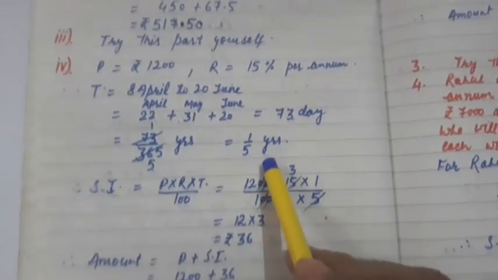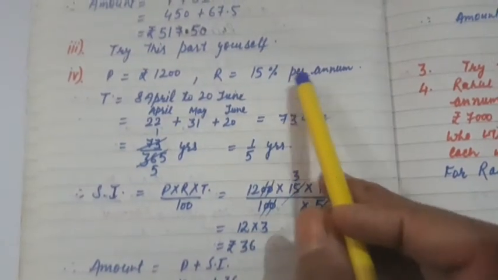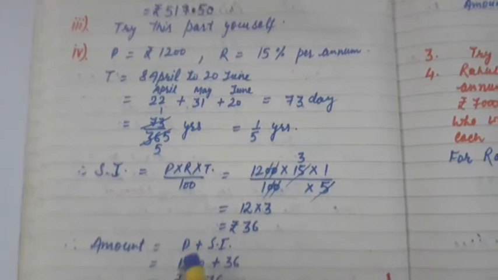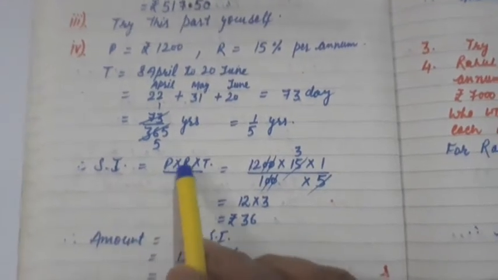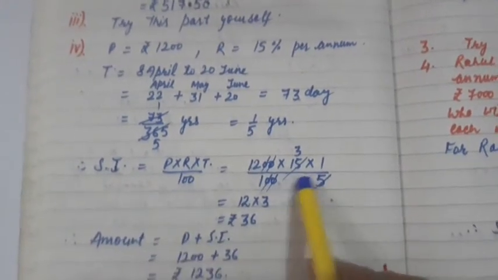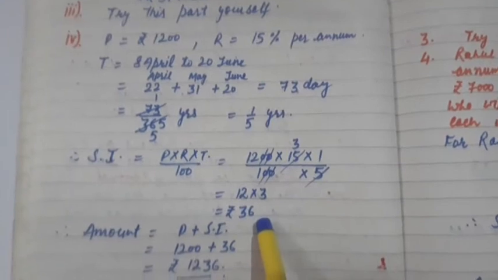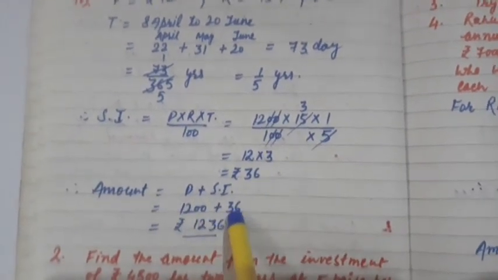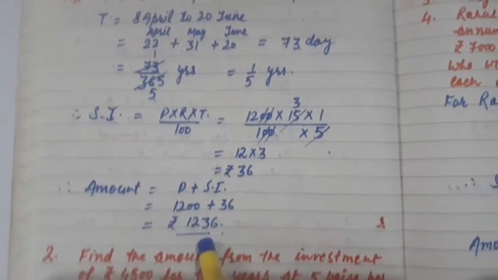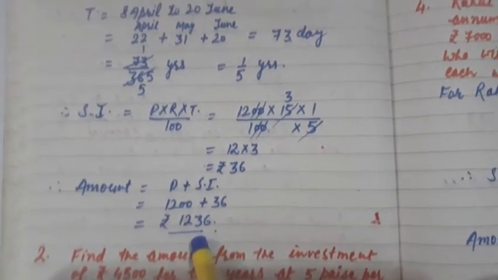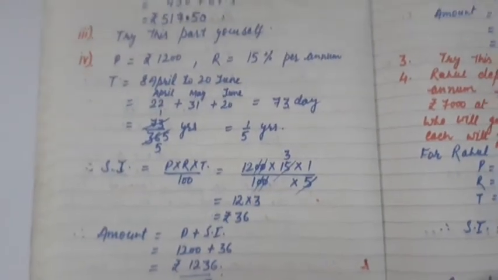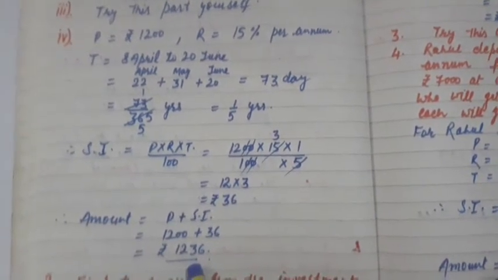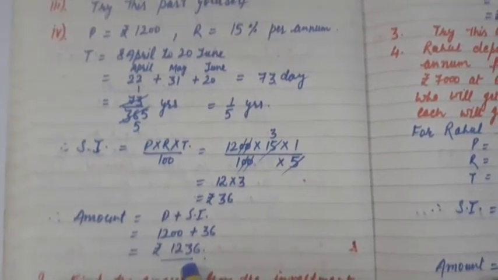Now the time is in years. The rate of interest per annum is the same, and the principal is given, that is rupees 1200. So SI becomes P into R into T upon 100, which is equal to rupees 36 after calculation. And the amount becomes P plus SI, that is 1200 plus 36, and it is equal to 1236. So this is the answer of this question, the fourth part. In the same way you have to do the third part.